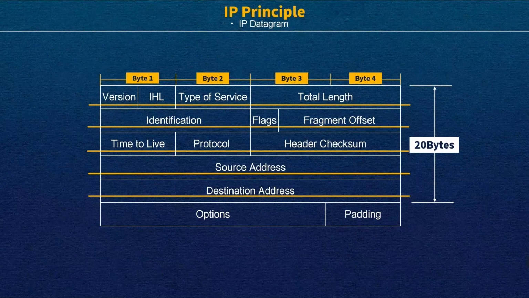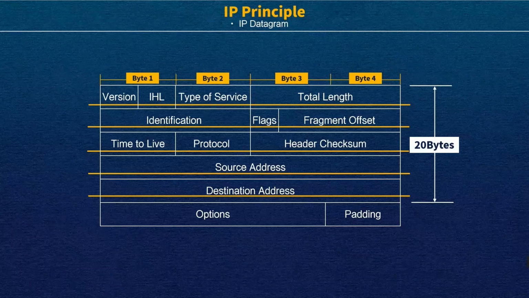And of course, if you want to add other information for some special function, you can add the options or padding. But the IP header is at least 20 bytes long. So this is the IP datagram.